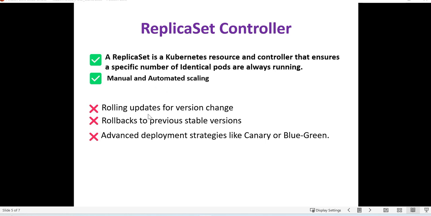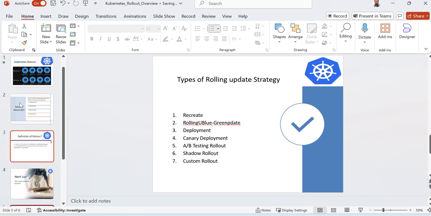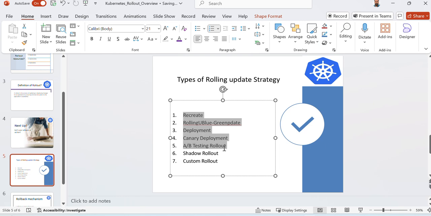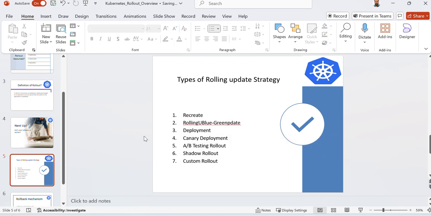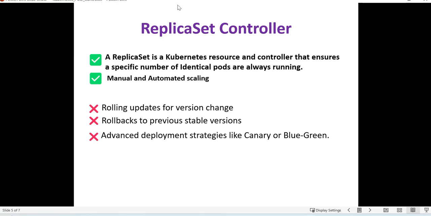Similarly, when you perform a rolling update, you may need to go back to the previous version if anything goes wrong. Even that option is not available in the replica set controller. And there are also deployment strategies. In my previous video, I explained what a rollout is, what a rolling update is, and the different types of rolling update strategies. This support is also not available in the replica set. So that is the reason Kubernetes came up with another controller called the deployment controller.